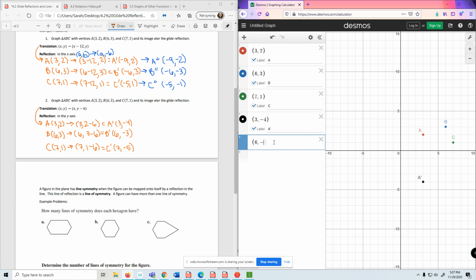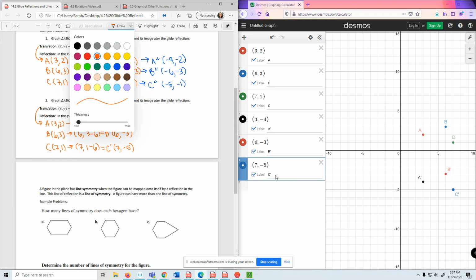6, -3 is B prime. And 7, -5 is C prime. I'm not done yet though, I still need to do that reflection.